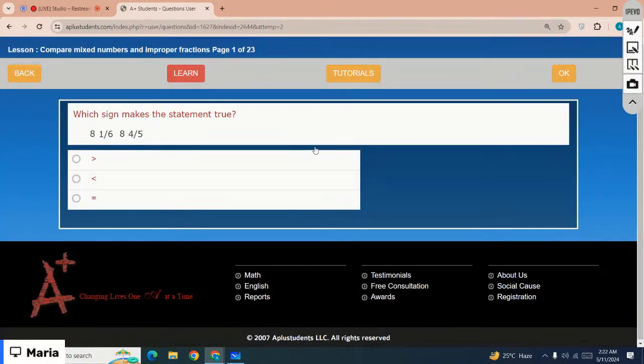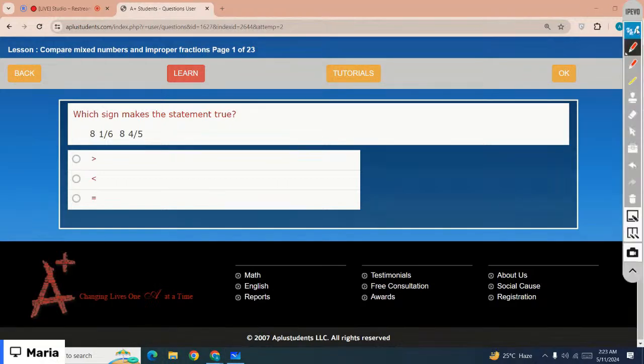Okay, which sign makes the statement true? That is 8 whole 1 by 6 and 8 whole 4 over 5. So first thing is look at their fractional parts, right? So their whole number parts are exactly same. Now you have to compare their fractional part, that is 1 by 6 and 4 by 5, but you cannot until they have the same denominators. First, just make their denominator same. Their common denominator is the product of these. 6 times 5 is 30, right?